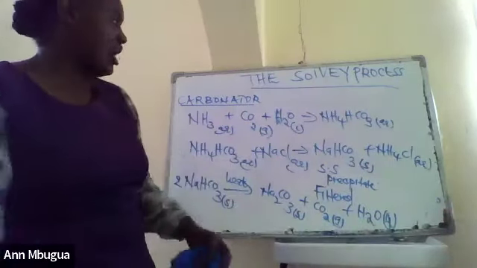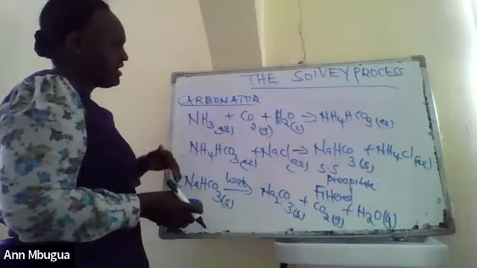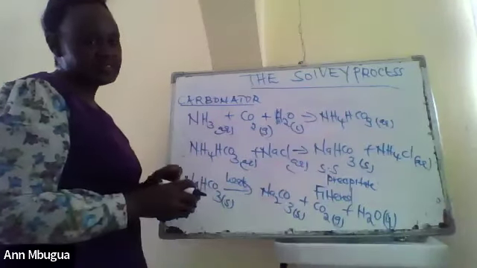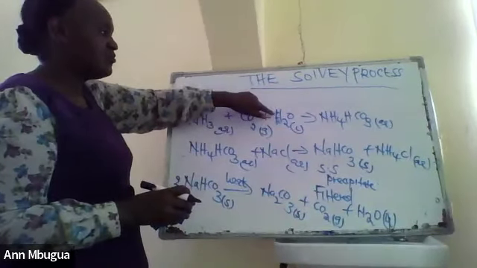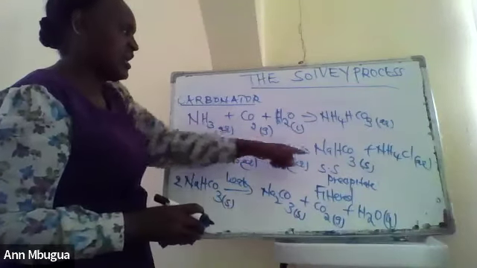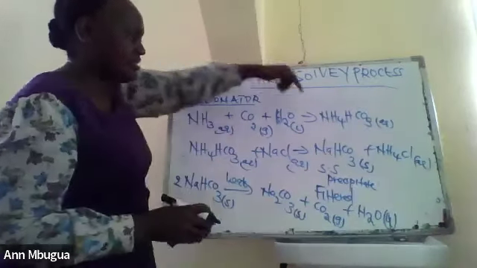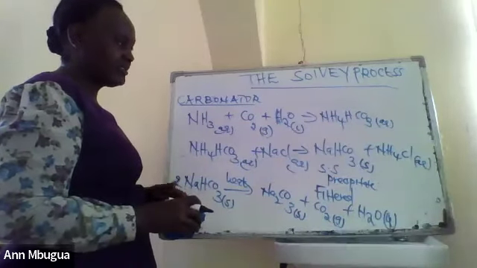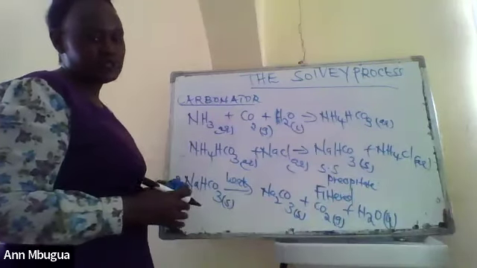Limestone is calcium carbonate. So this is the equation that takes place in the carbonator. In exam, you may be asked to write the whole equation, which we are going to write, because it entails ammonia, carbon 4 oxide, and water to form the ammonium hydrogen carbonate, which is reacted with sodium chloride. So we can add sodium chloride here, and then on this side we end up with sodium hydrogen carbonate and the ammonium chloride. It can be combined.